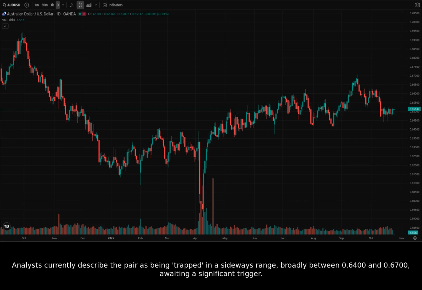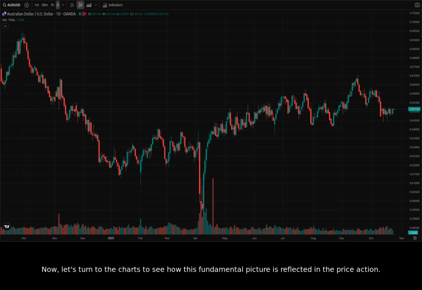Analysts currently describe the pair as being trapped in a sideways range, broadly between 0.6400 and 0.6700, awaiting a significant trigger. Now, let's turn to the charts to see how this fundamental picture is reflected in the price action.